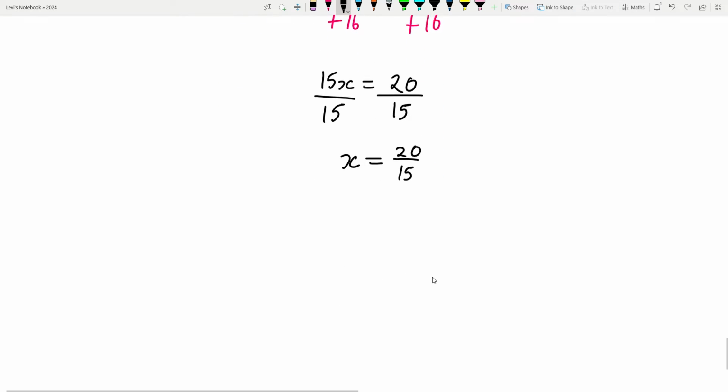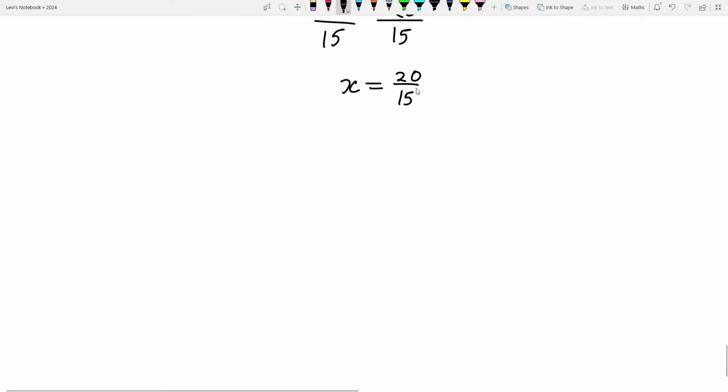However, we can still simplify this a little bit more. Both of them are divisible by 5, so you can write the top as 5 times 4 and the bottom as 5 times 3. So you can see we can actually cancel out those 5s. So what we have is x is equal to 4 over 3. Okay. Let's take a look at the next question.